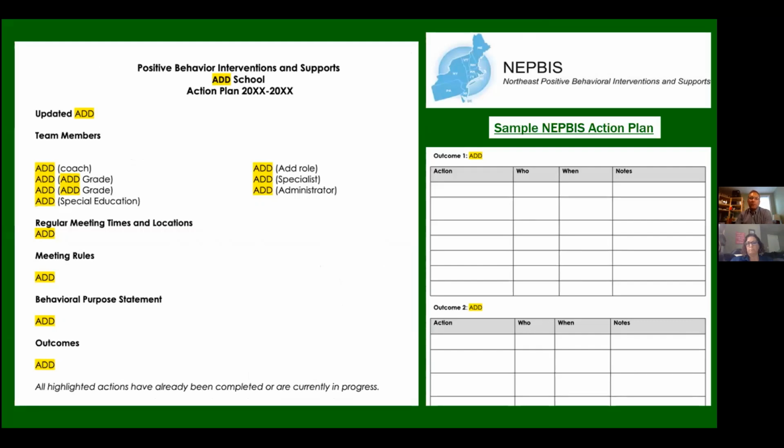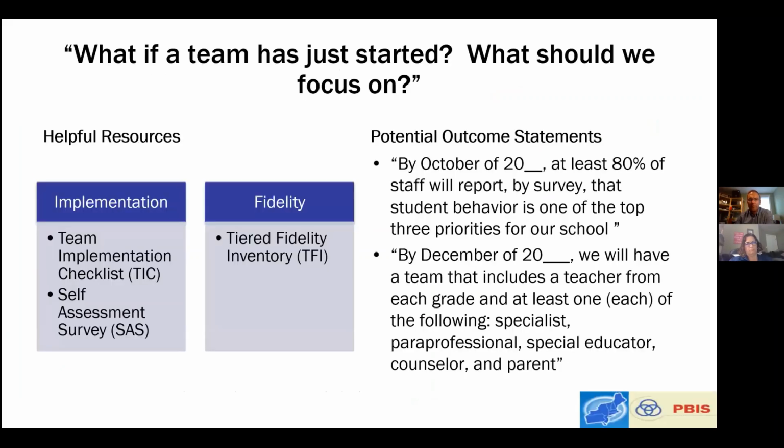Here's an example of an action plan offered on the NEPBIS website. This particular action plan is designed to organize your efforts towards meeting your team's collaboratively determined outcomes. This is a great one, but I often have teams have a really hard time knowing what outcomes they should be focusing on. Do you find that as well? Absolutely, especially when they're just starting implementation. Actually, let's talk about that for a moment.